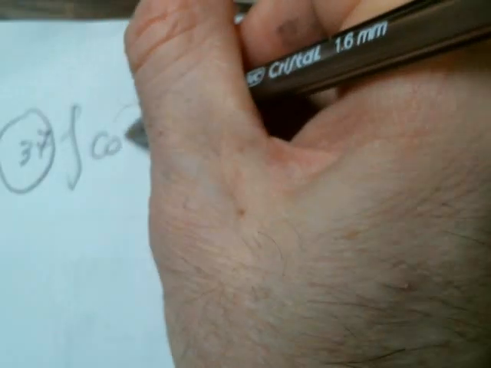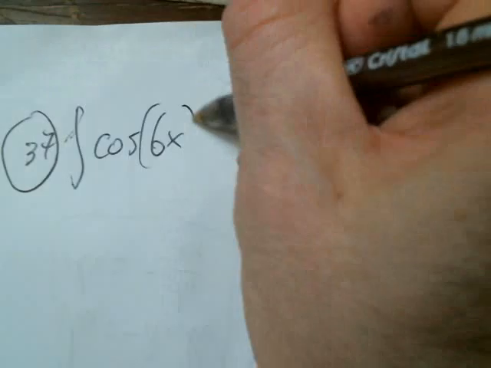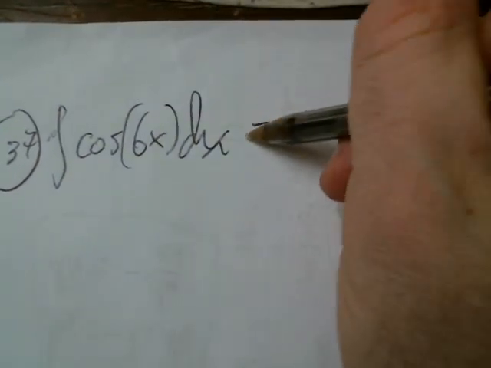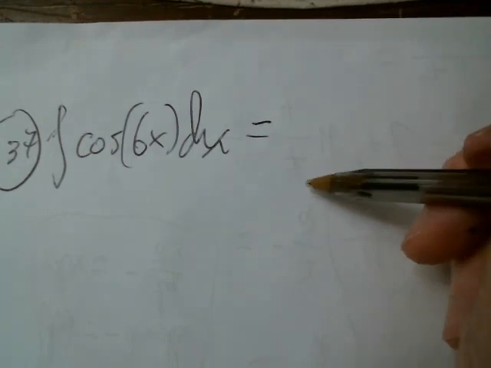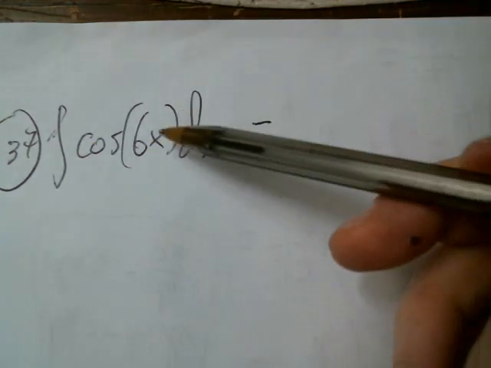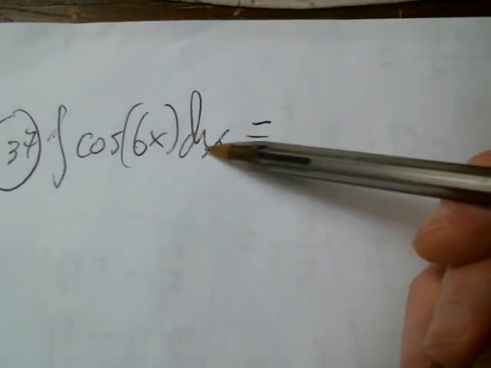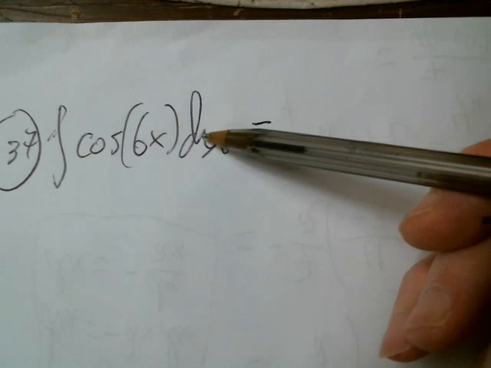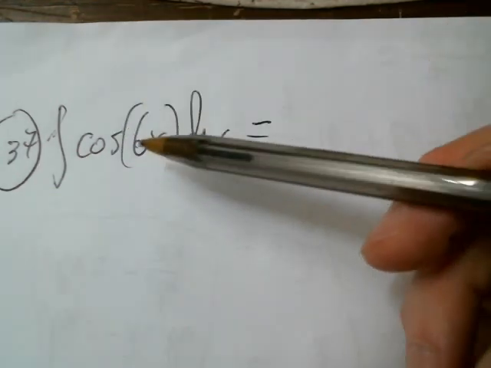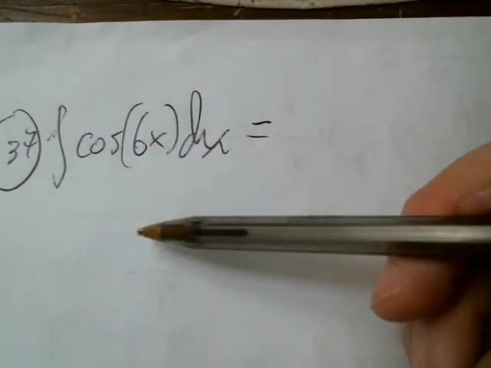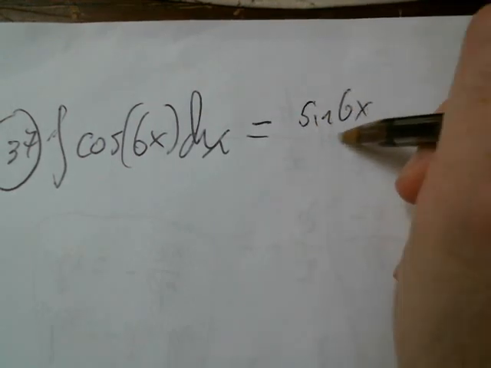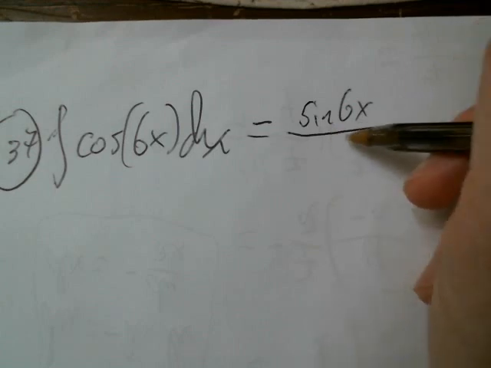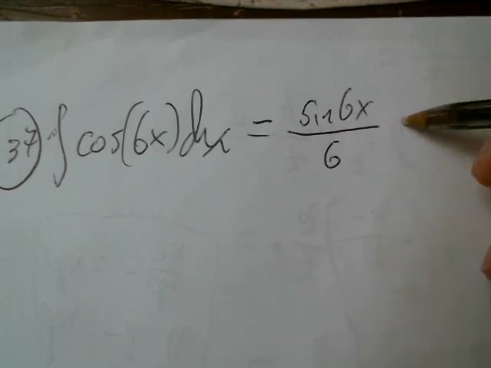37, the integral of cosine of 6x dx. You can always think of the antiderivative as kind of the reverse of doing the derivative. So if you took the derivative of something like this, you'd end up having to do a chain rule, so multiply by 6. If you go in the other direction, so you take the antiderivative, you're going to end up dividing by 6. So very quickly, you could just say, oh, this is sine 6x, and then instead of doing the chain rule where you multiply by 6, just divide by 6.